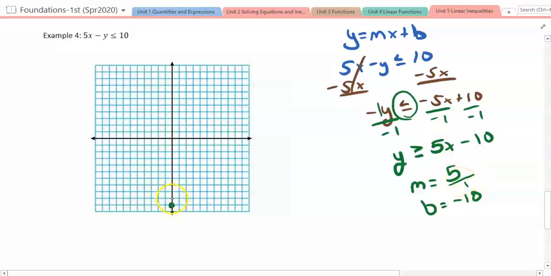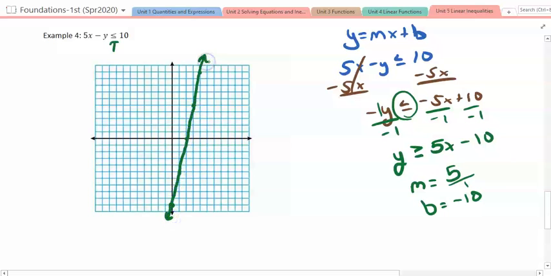So I'm going to go up 5: 1, 2, 3, 4, 5, and right 1. Up 5, right 1. Up 5, right 1, and up 5, right 1. Is this line going to be solid or dashed? This one will be what? Solid, because it is equal to. And so I'm going to connect these dots with a nice solid line coming all the way through.